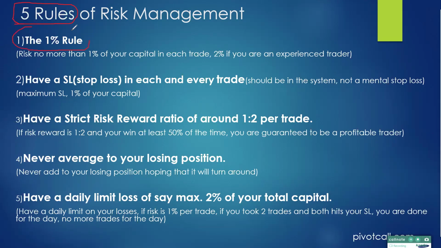First is the 1% rule. That means you will never risk more than 1% of your capital in each trade. If your capital is 2 lakh rupees, your risk is 1%. That means whenever you lose, you lose only 1%, that is only 2,000 rupees in every trade. It depends on your capital. That is the 1% rule.